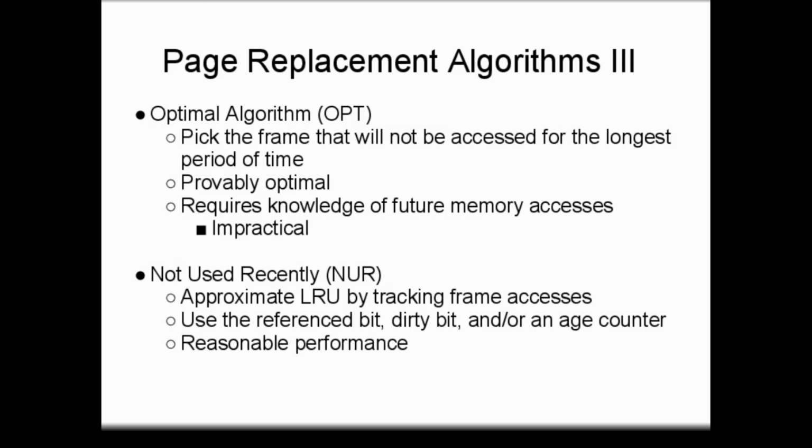As such, we are left with LRU approximation algorithms such as the Not Used Recently, or NUR algorithm. NUR tracks frame accesses using a combination of the reference bit, dirty bit, and/or an age counter. This algorithm produces reasonable performance in actual implementations.